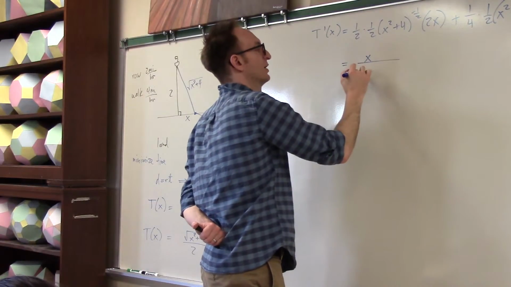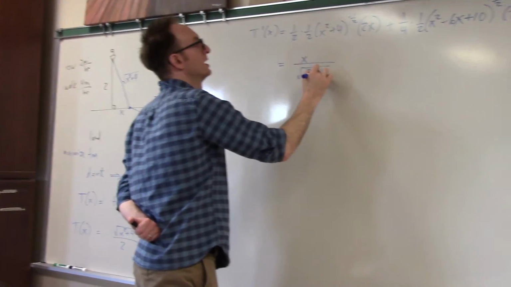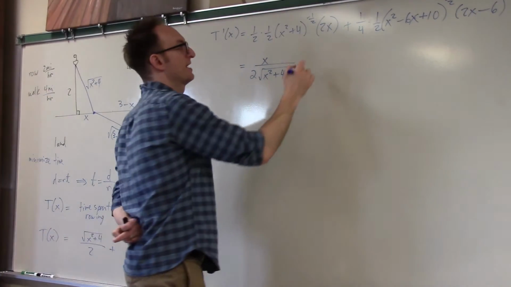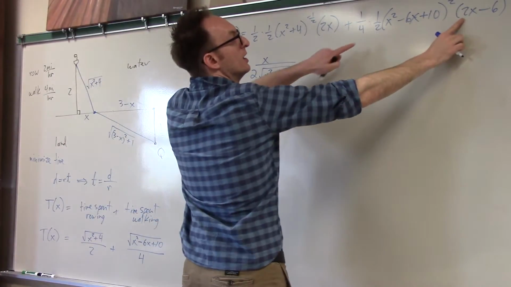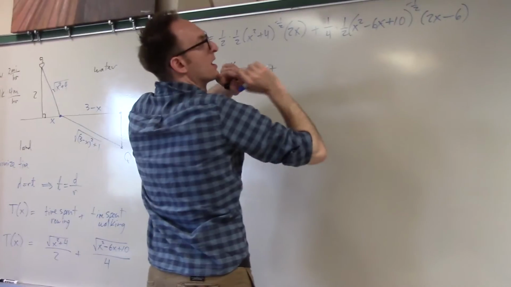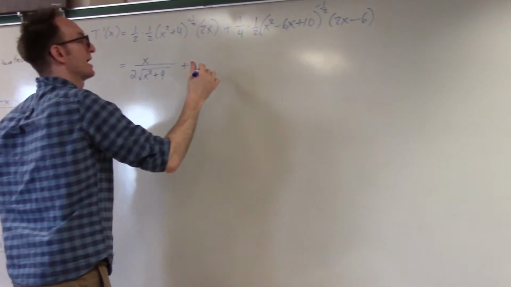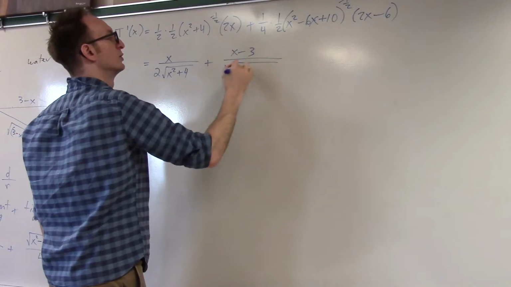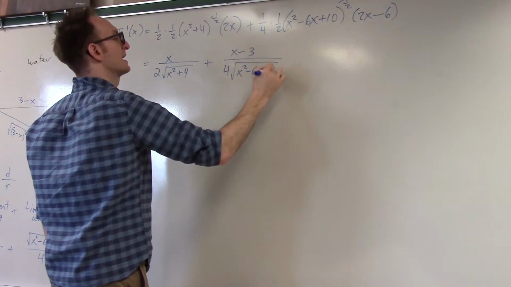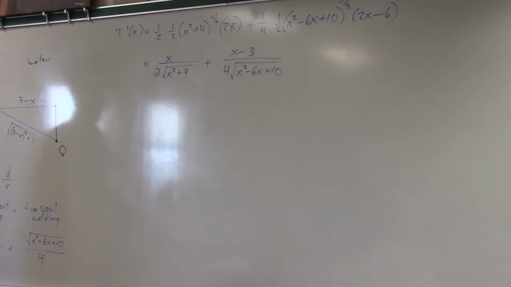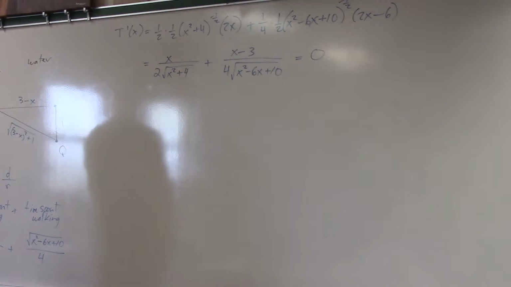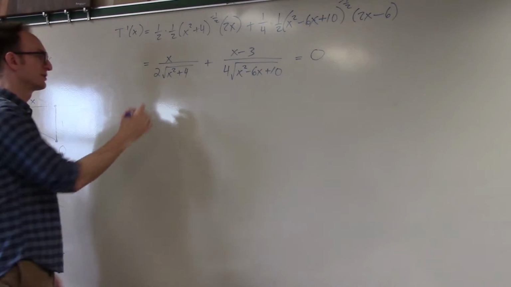So this is x over root x squared plus 4. And there's another 2 in there somewhere. That 2 cancels one of those, so I'm still going to have a 4 down here. So this is going to be x minus 3 over 4 root x squared minus 6x plus 10. I think that's right. Cool? So when is this 0? I don't know. So I have to do more algebra.